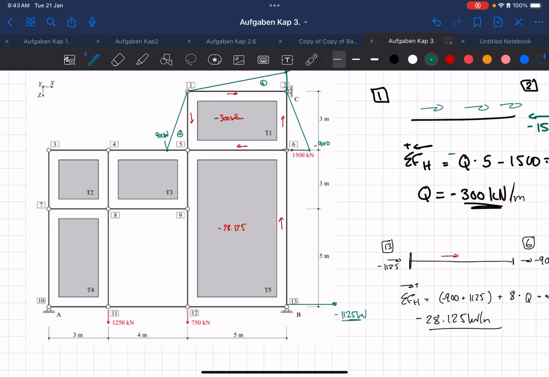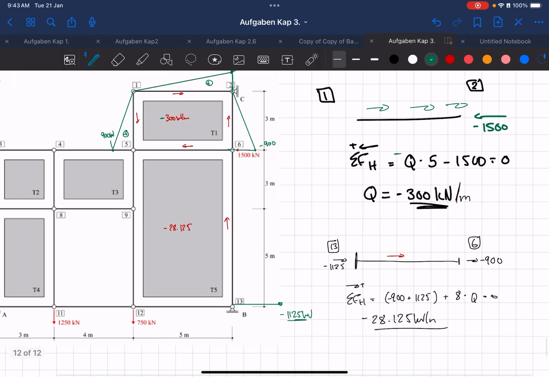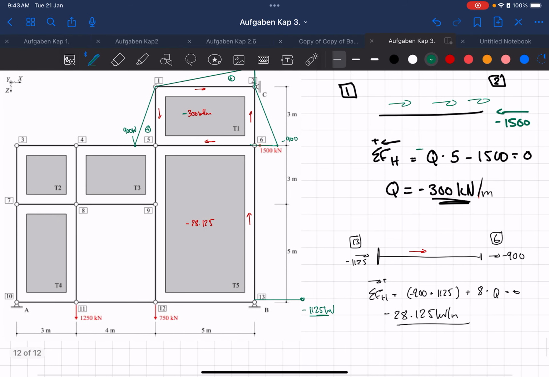So I'm in the middle of solving this, but I'll upload this for future reference for myself to learn how to properly calculate this.